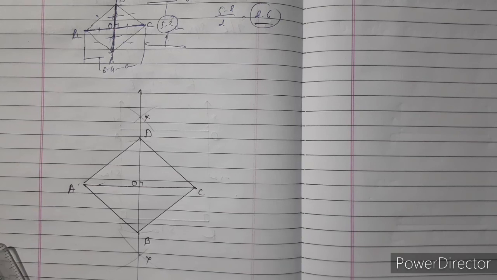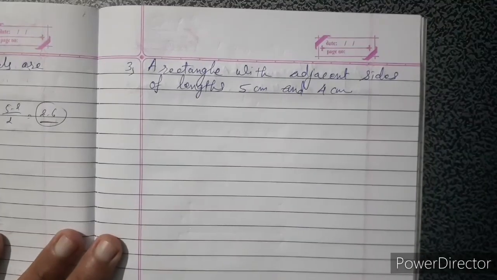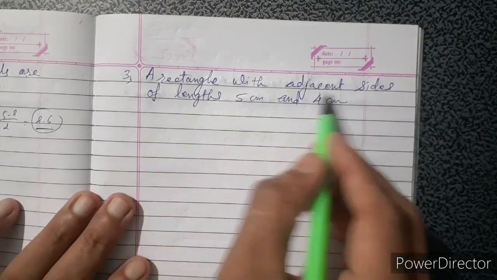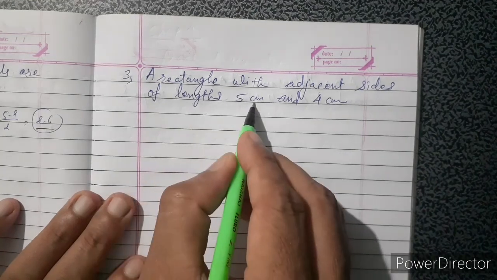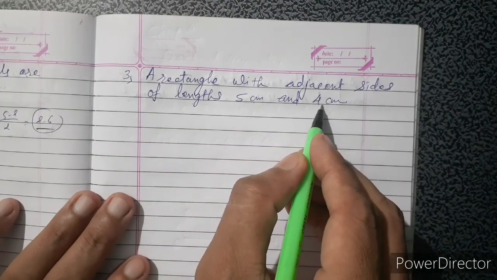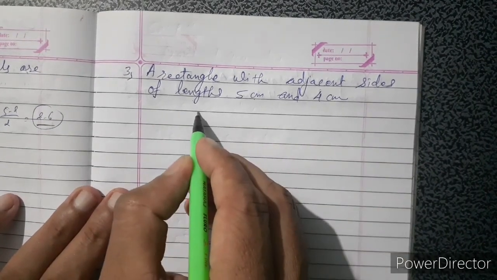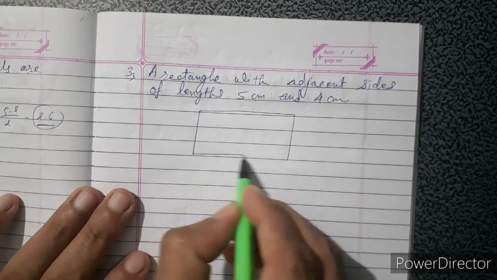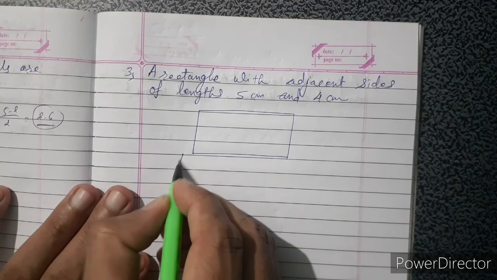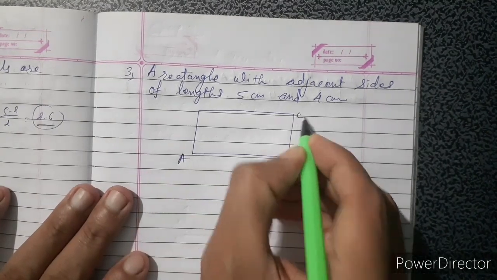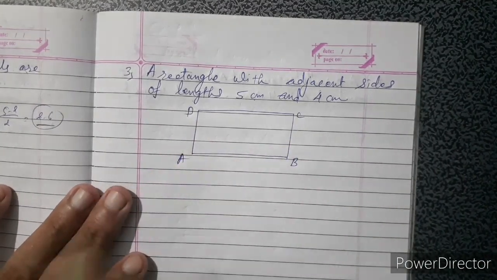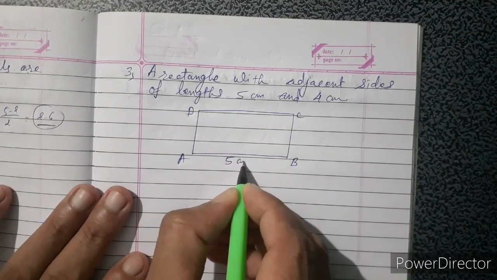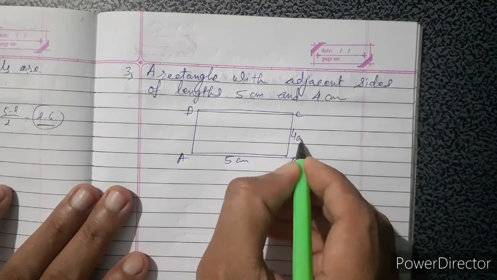Okay, now question number 3, third. In the third one, you construct a rectangle with adjacent sides of length 5 centimeters and 4 centimeters. Here we draw a rough sketch of the rectangle, and suppose the name of that rectangle is ABCD. Two adjacent sides means nearest sides. So suppose AB equals 5 centimeters and BC equals 4 centimeters.